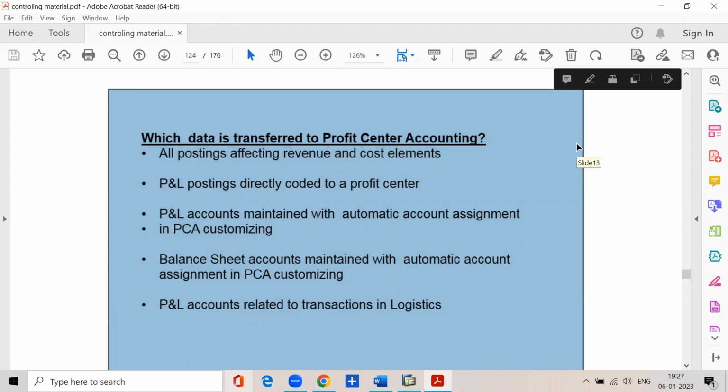In MM integration, I will show you this clear flow. I will post raw material consumption in MM. Then I will show you the impact in all the 4 modules. MM, one document is posted. FI, one document is posted. Cost center accounting, one document is posted. Profit center accounting, one document is posted. By just entering the expenditure in MM, that updates all the relevant modules. So this is the data which is transferred to profit center accounting.